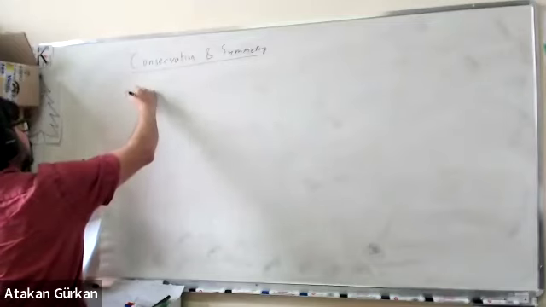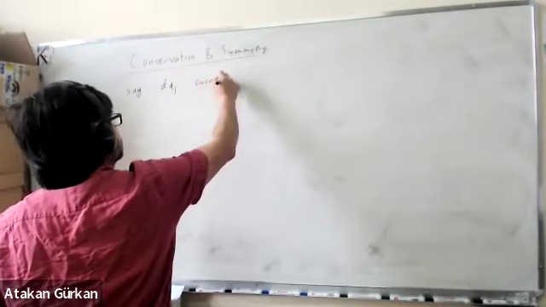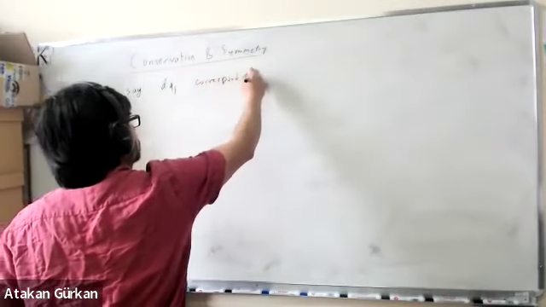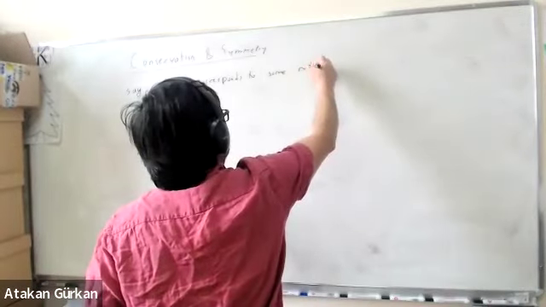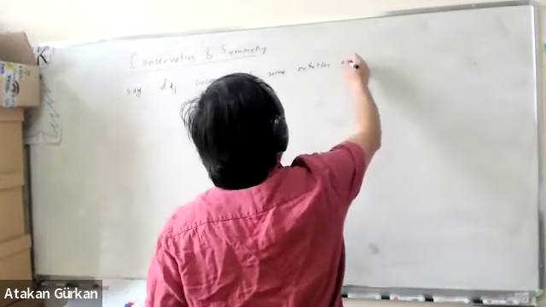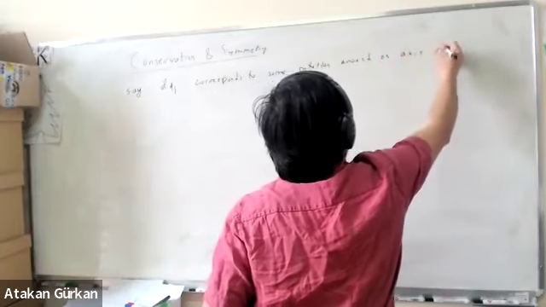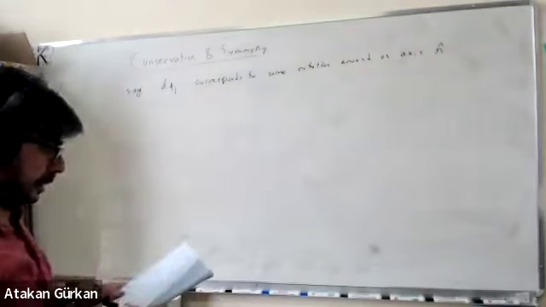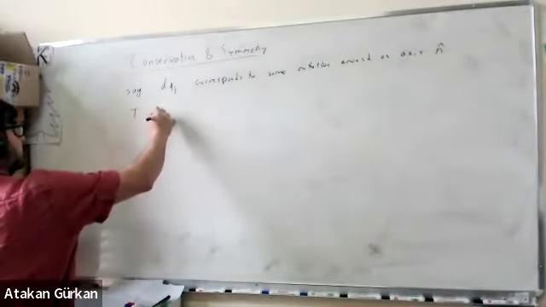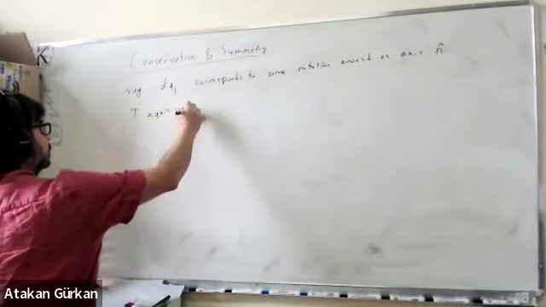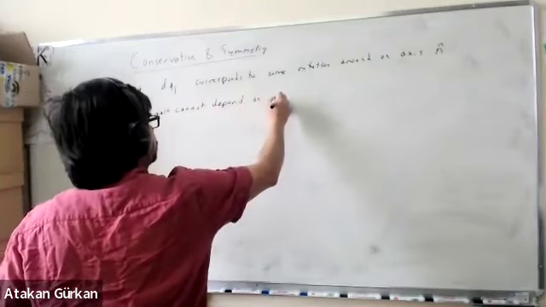So let's assume, say, dq_j corresponds to some rotation around an axis n hat. Now, T again cannot depend on q_j.